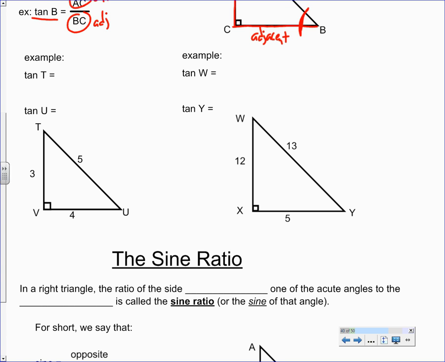So this first one is asking for tangent angle T. So here is angle T, so we're going to mark that so we know that's our reference. We'll label all three sides in reference to angle T. The 4 would be across the triangle, that would be the opposite side. The 3 is right next to it, that would be the adjacent side. The 5, the longest side that's across from the right angle, is the hypotenuse. Tangent is opposite over adjacent, so on this triangle, that's going to be 4 over 3.